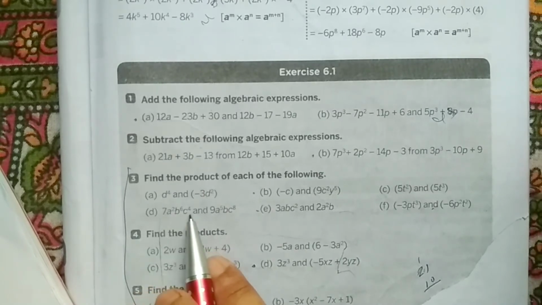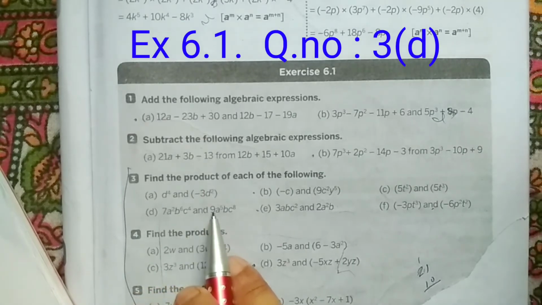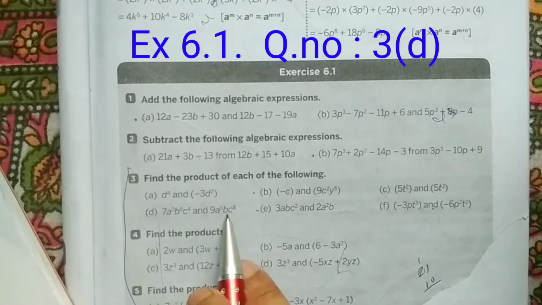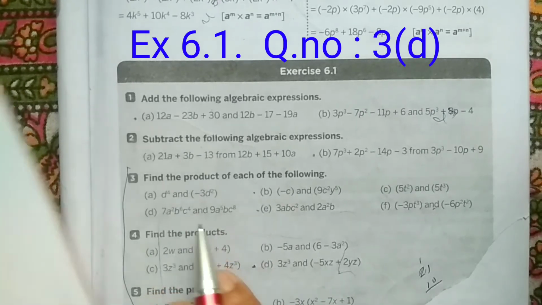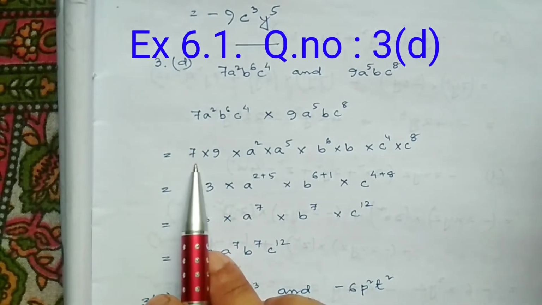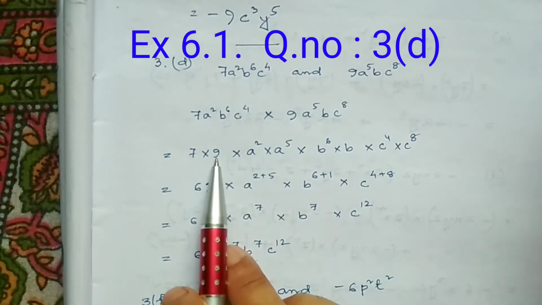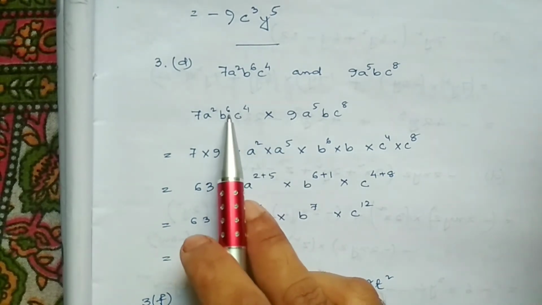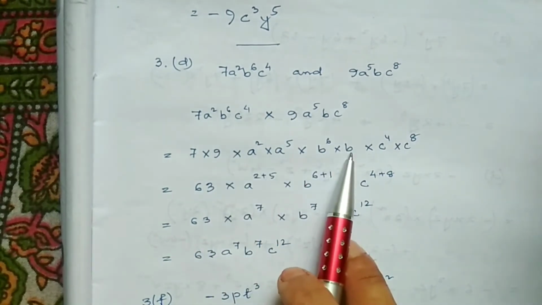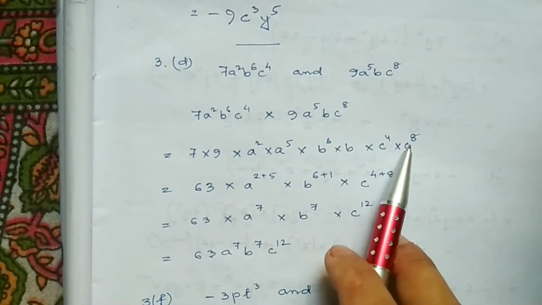7a square b to the power 6 c to the power 4 and 9a to the power 5 into b into c cube c to the power 8. These two you are to multiply. First we write the numbers. Here 7, so I have written 7. Here 9, I have written 9. Then a square, a to the power 5. Okay. Then b to the power 6 into b, and c to the power 4, c to the power 8.